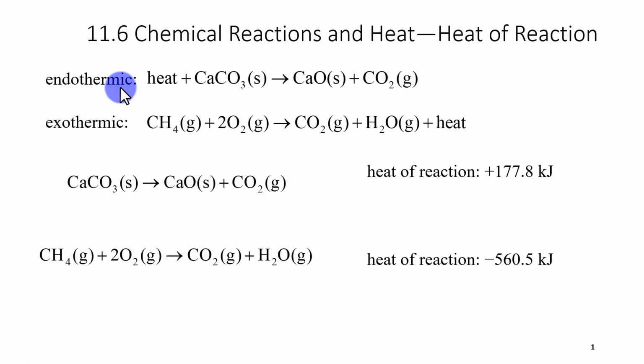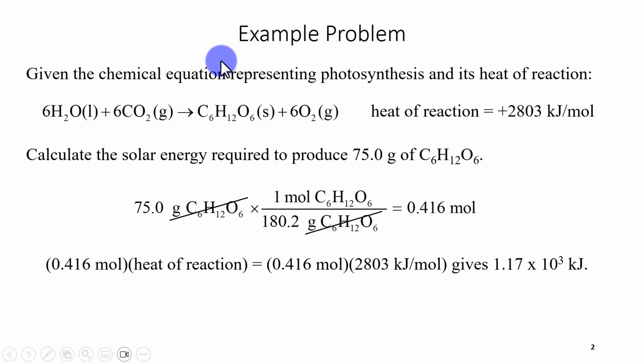Now, how do we use the heat of reaction to tie it into stoichiometry and the type of problems that we've been covering in Chapter 11? Here's an example problem. We have this chemical equation representing photosynthesis and the heat of reaction, which is given to us in kilojoules per mole. So we have 6 waters plus 6 carbon dioxides, giving 1 mole of glucose and 6 moles of oxygen. Calculate the solar energy that is required to produce 75 grams of glucose.